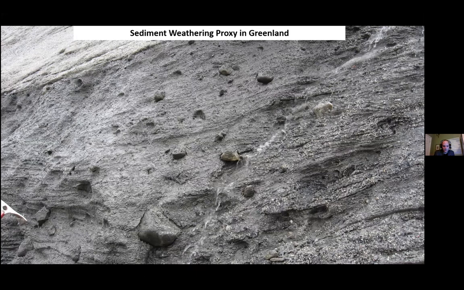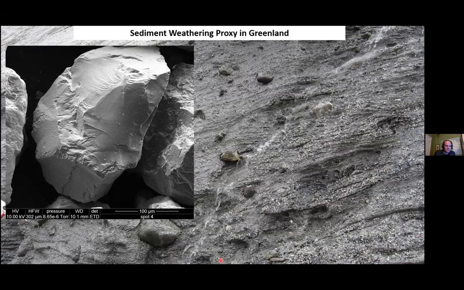The sediment is of a very different character in Greenland. It's much, much cleaner. You don't see these weathering crusts. And I would say this maybe is a typical grain. On the lower edge of this grain, you see the pockmark indications of chemical weathering, but the rest of this grain has been recently crushed by the overlying ice and is a completely fresh surface. So these are far, far fresher sediments than you see in Antarctica.